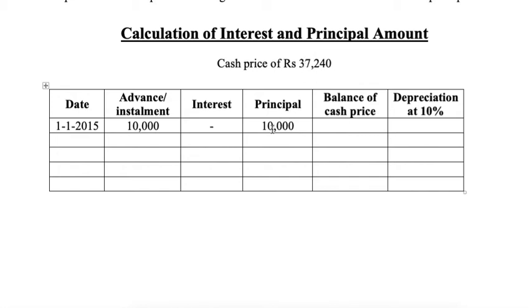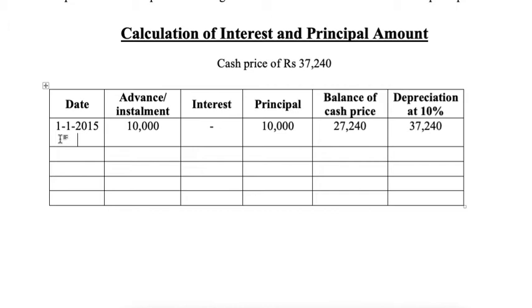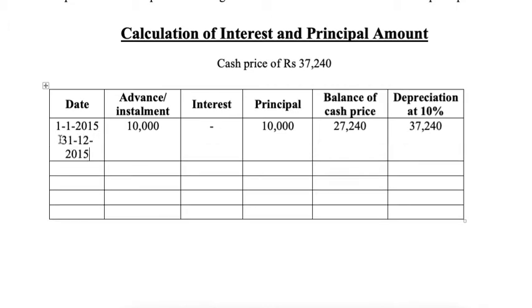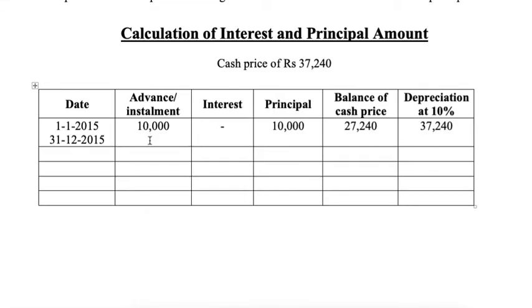Now the balance of cash price: we have the cash price of 37,240, and 10,000 is paid as advance while signing the agreement. So the total amount which is left is 27,240, right? And here the depreciation amount will be calculated on 37,240 only, right? Now he is going to pay the first installment on 31st of 12, 2015. This will be the first installment, right? So how much will he pay? He will pay 10,000 rupees of installment, right?